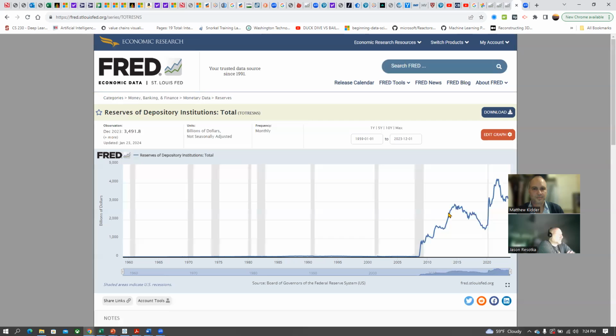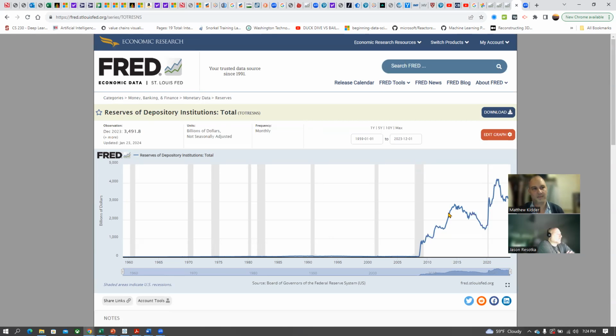But this graph is also really telling. So reserves: banks were required to keep 10% of their deposits in reserve, because we have a fractional reserve banking system. So like all the money that you put in is in the bank.